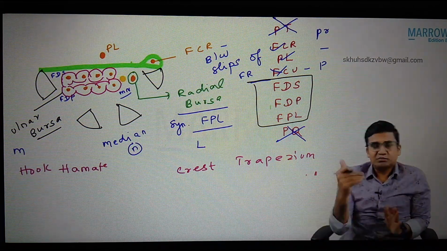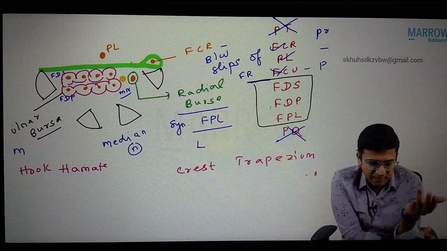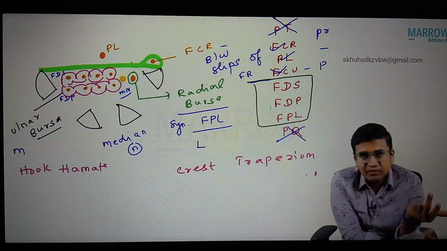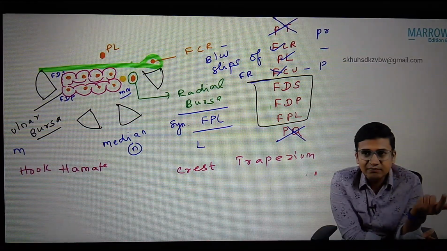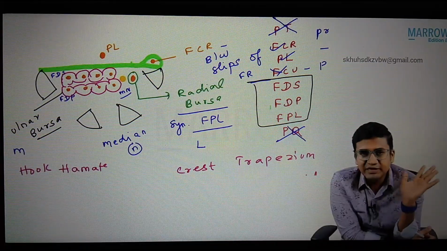Now these are all the structures passing below the ligament. So below the ligament, we have FDS tendon, FDP tendon, and their synovial sheath, ulnar bursa, flexor pollicis longus tendon, synovial sheath, radial bursa, and median nerve.